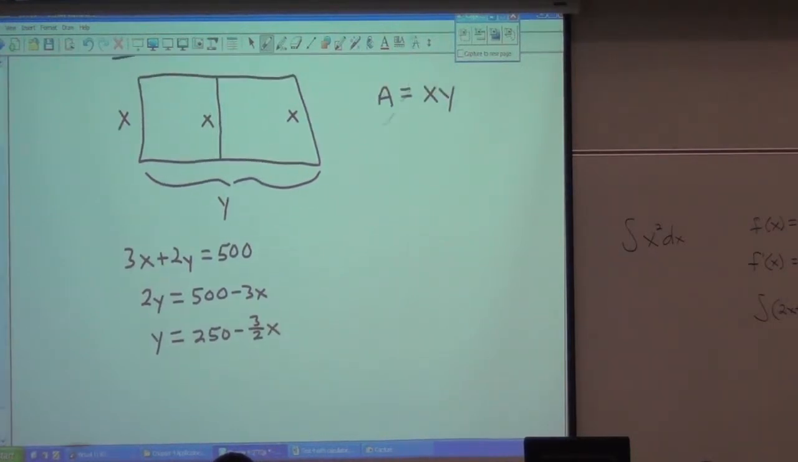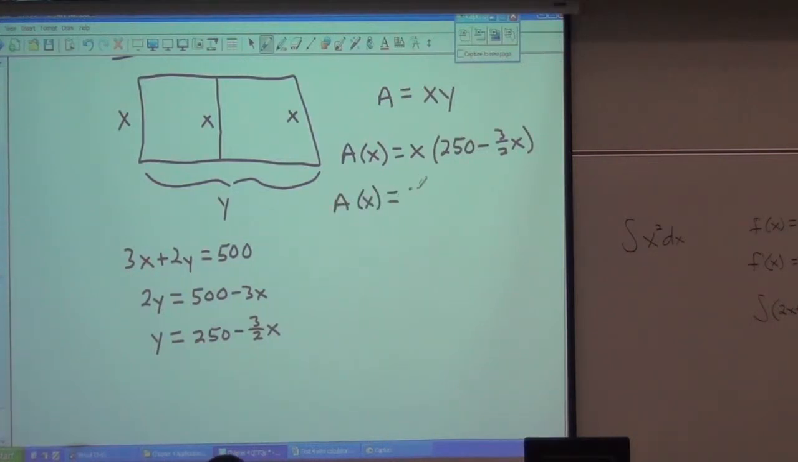So now I come over here to the area, and I can write the area in terms of x, because we want to maximize the area. 500 is how much fencing he has. The area in terms of x would be x times y, which now we know is x times 250 minus 3/2 x. It seems like the amount of fencing is almost arbitrary, because you don't always end up using all of it. Yeah, we're going to use all of it. So we distribute that.